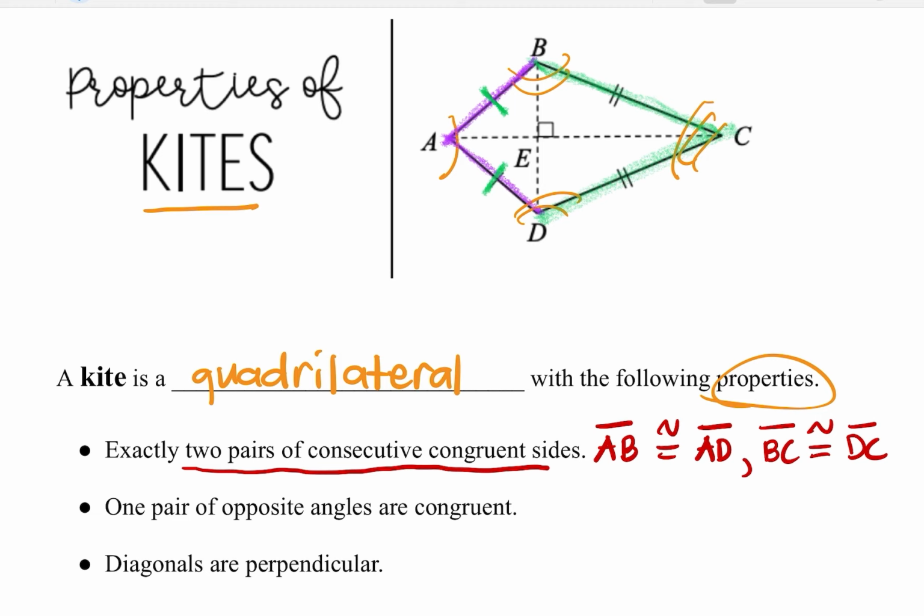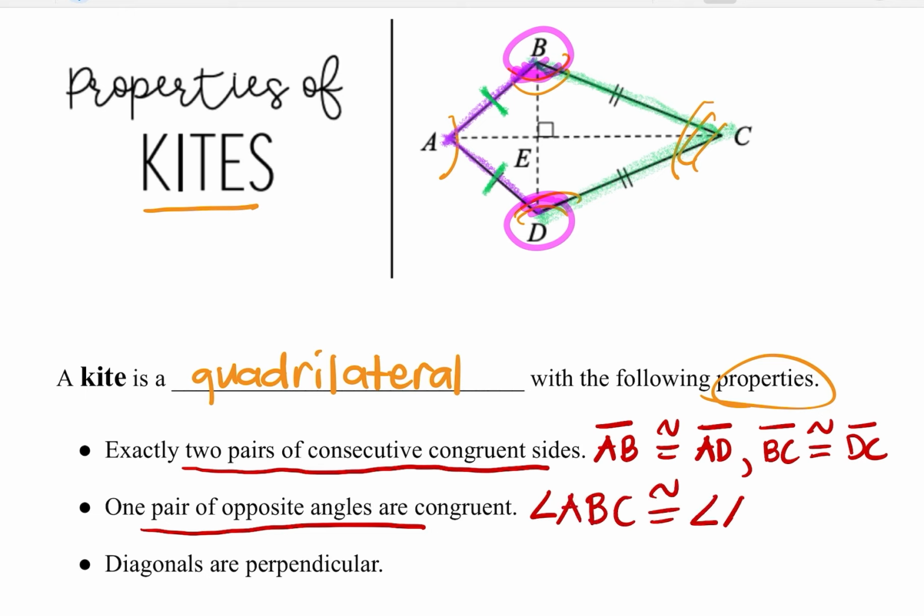The second property of a kite is that it has one pair of opposite angles, and these opposite angles happen to have the same measurement. So this angle right here, angle B and angle D. These two angles are opposite. Let's name that angle ABC is congruent to angle ADC, meaning they have the same measurement.